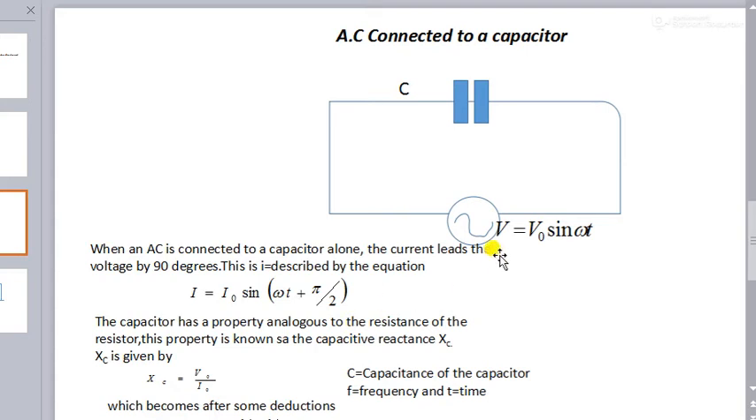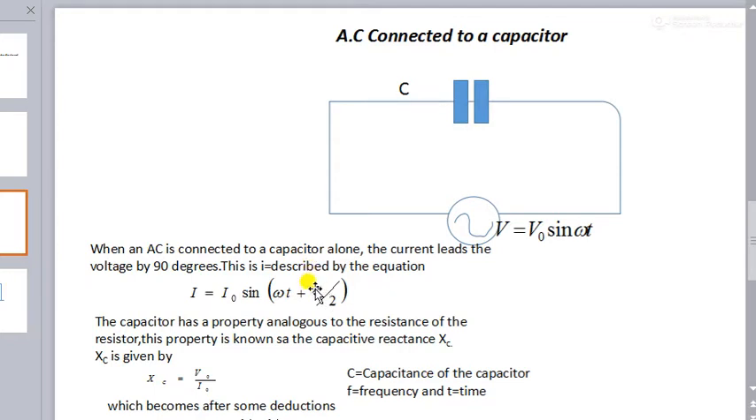Now when this happens, the applied voltage is V, equal to the peak voltage V₀ sin ωt, and current flows in the circuit. But the current generated by this system is ahead of the voltage. According to some deductions, which are not shown here, it can be shown that the current that flows through this system is given by I₀ sin(ωt + π/2). The value π/2 means 90 degrees.